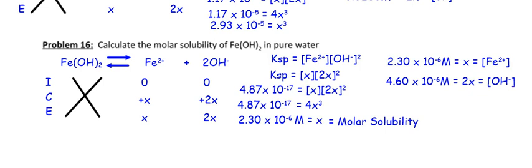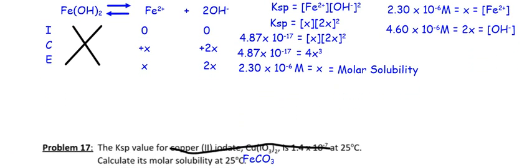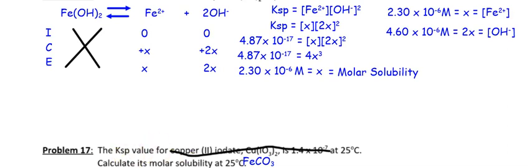So if they asked you, what's the concentration of iron ions? It's 2.3 times 10 to the negative 6. If they asked you for hydroxide, it's 4.6 times 10 to the negative 6. Okay, let's do one more here. And I crossed this out. I didn't want to do copper 2 iodate. Why? Because it's going to be the same exact setup. It's going to be 4x cubed, all right?